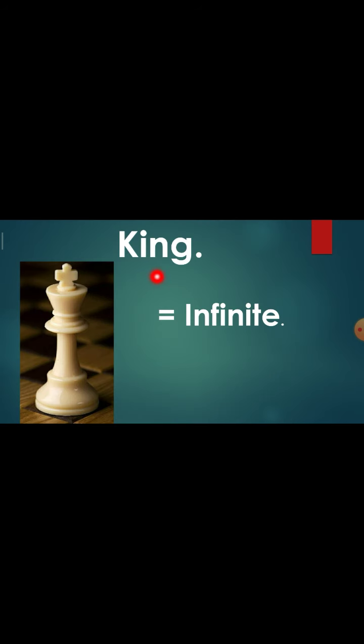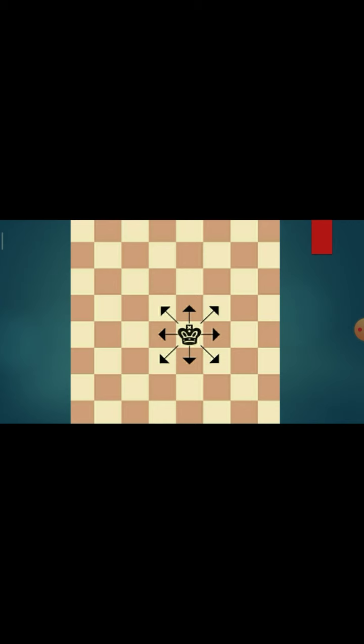Here we can see that here's a king. It has been given the value infinite because if there is no king, the chess game is over at that time only. A king can move in all directions but only one step. All these black arrows show the moves of a king.